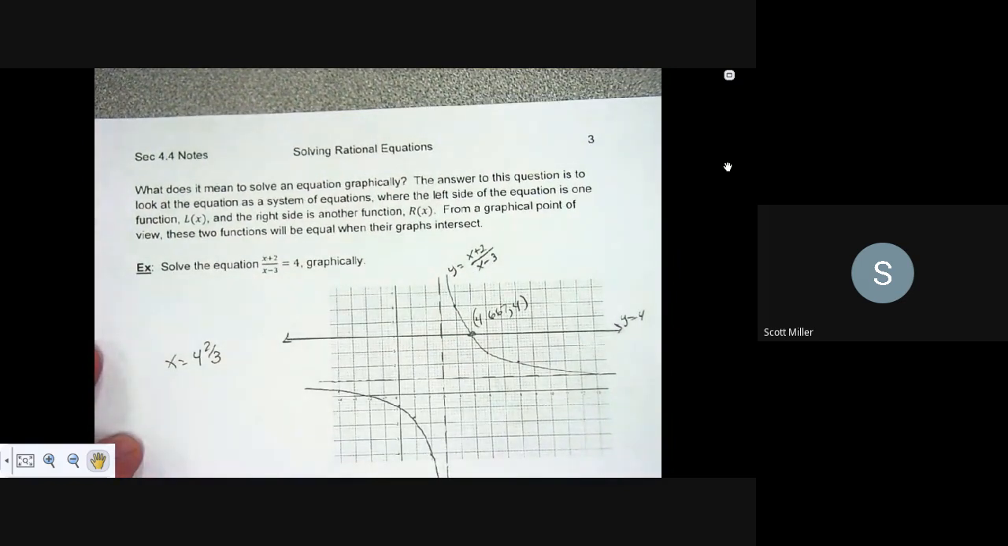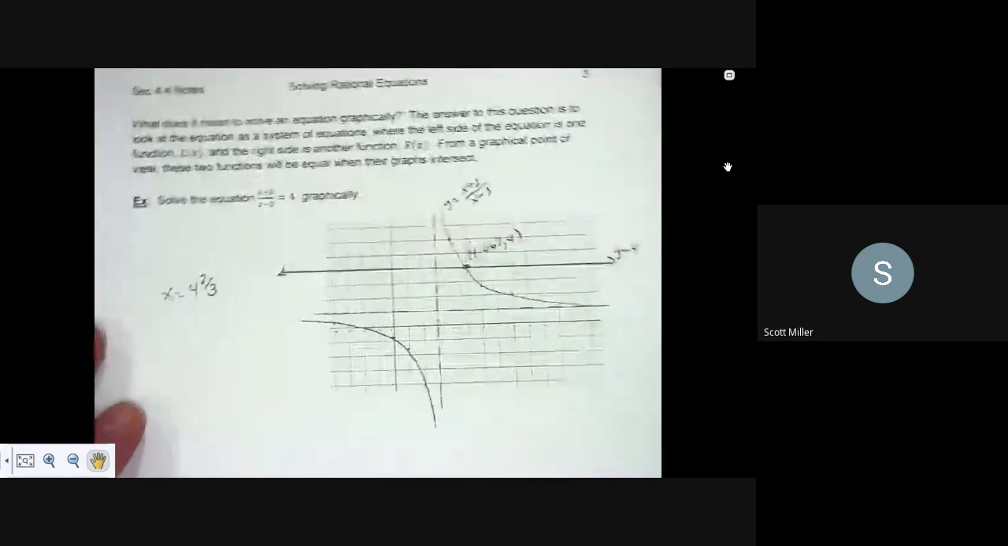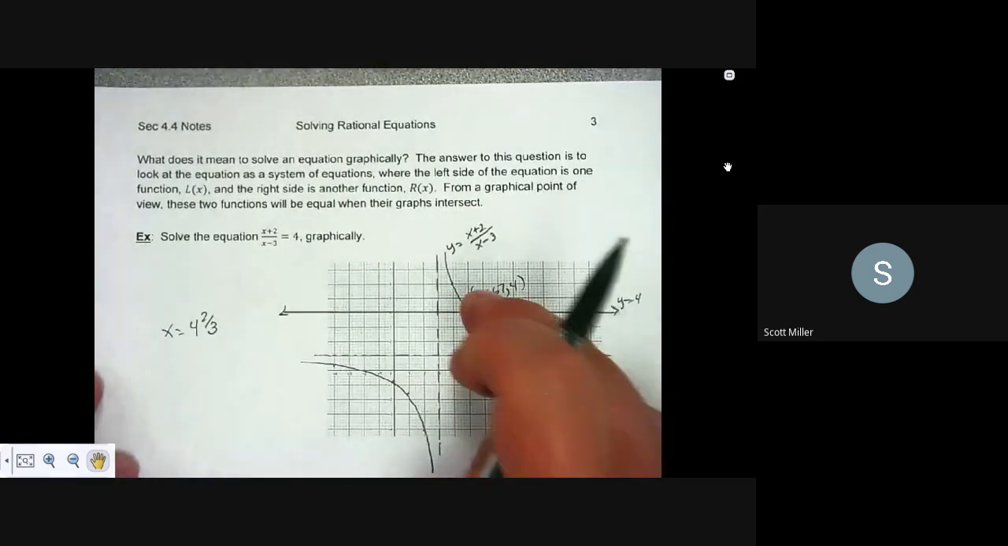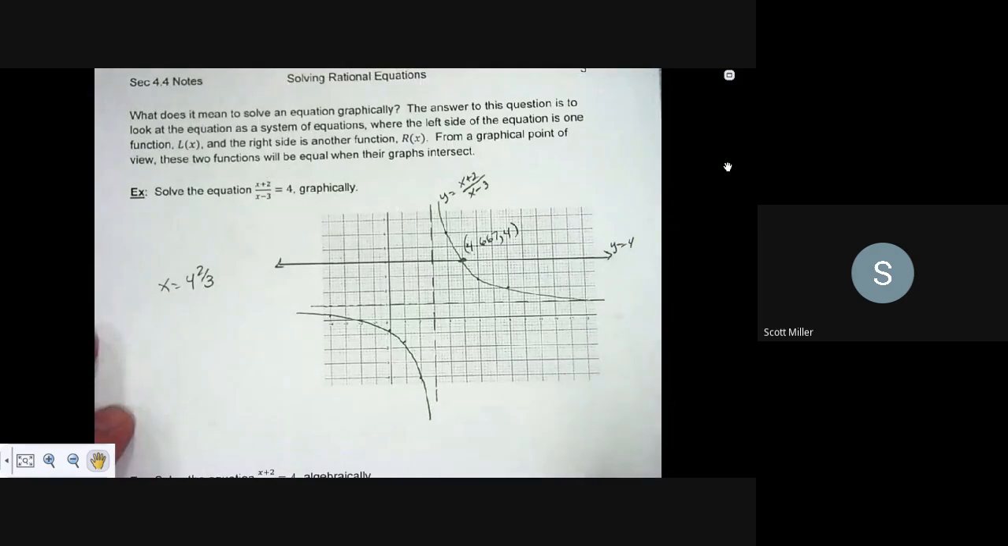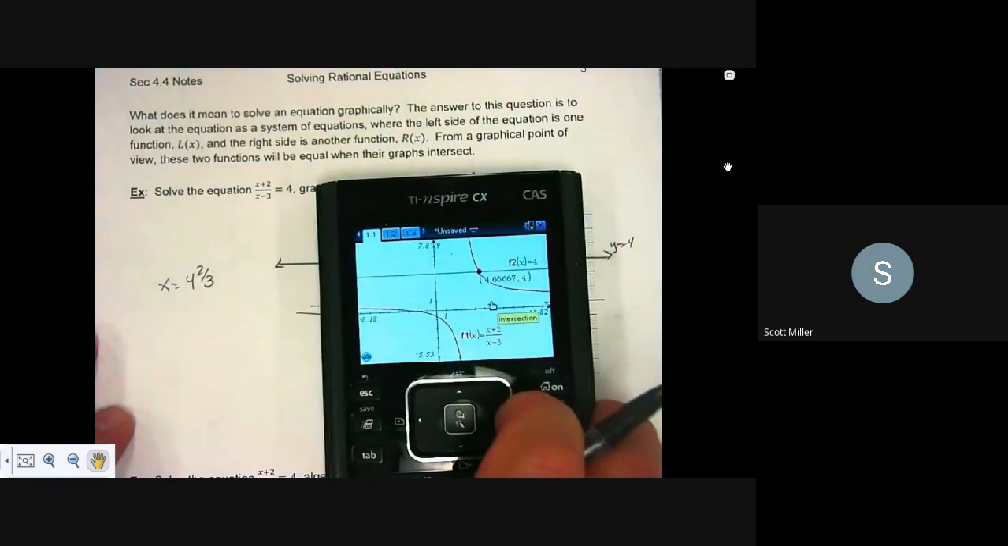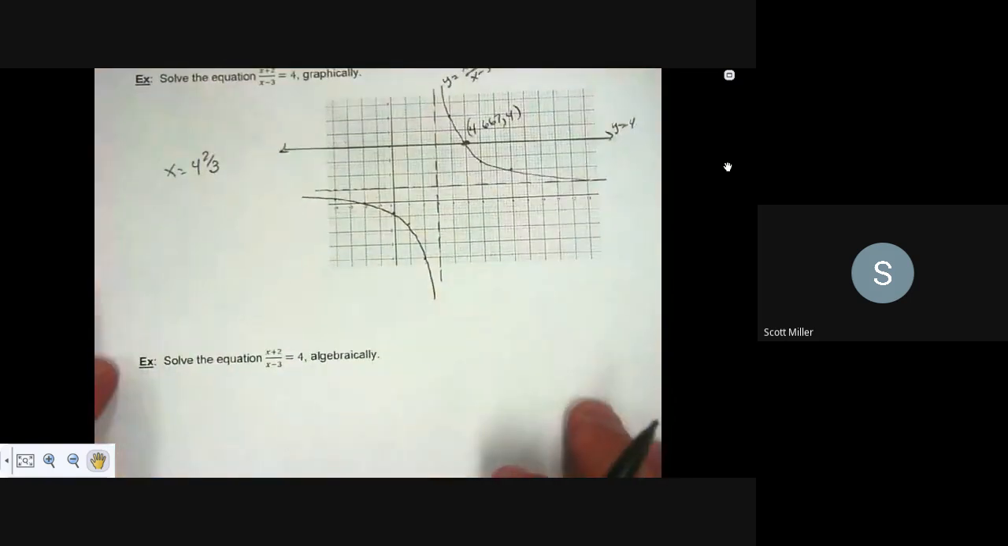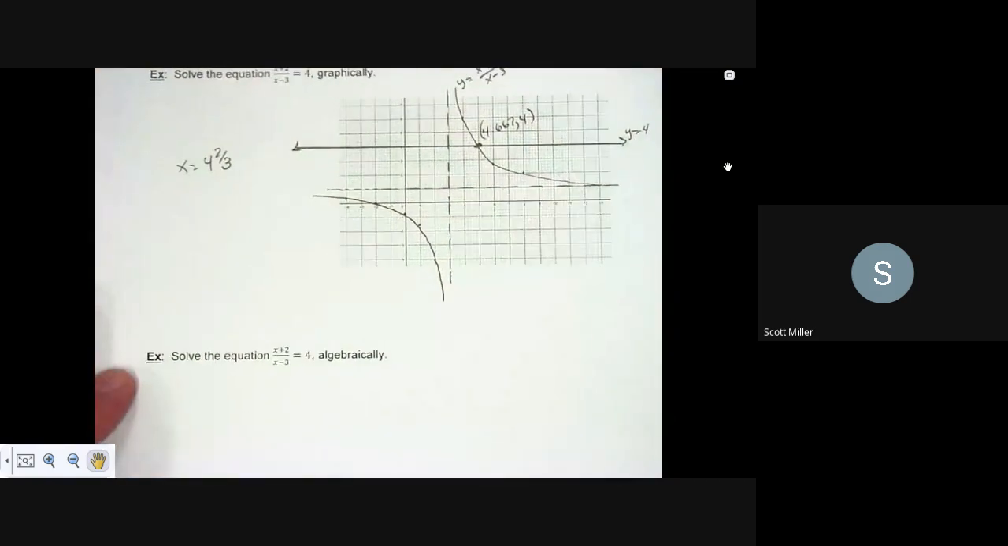Okay, so that's how that works graphically. You want to make sure you know how to do that with the calculator. You can also do this on Desmos, and Desmos is a little bit easier because all you gotta do is just touch where they cross, and it gives you that point. So when you're at home, you can use Desmos, but you need to learn to use my calculator here for in-class work. The next part down here is, well, how do I solve and get that answer algebraically?